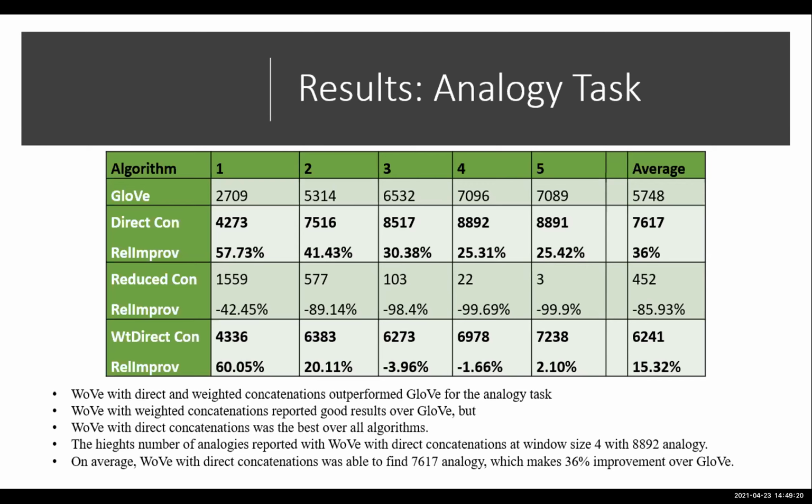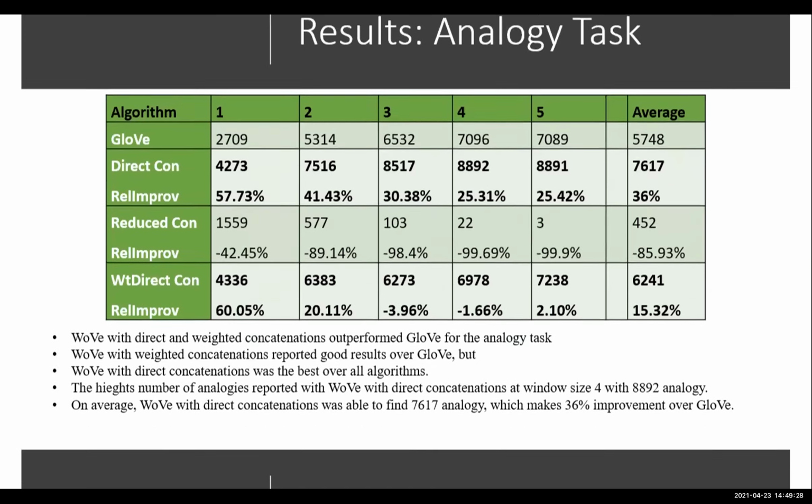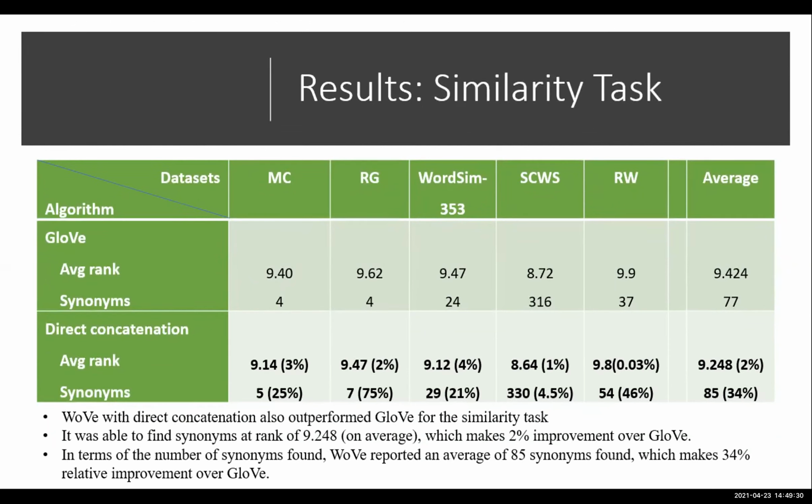So the best one is the 36% relative improvement. And for that, we will use this one because we already know which algorithm is the best. So we will compare the best algorithm with the baseline for the next task, which is the similarity task. And in the similarity task, the direct concatenation also showed the best performance over the baseline, with 34% relative improvement over GloVe, the baseline.